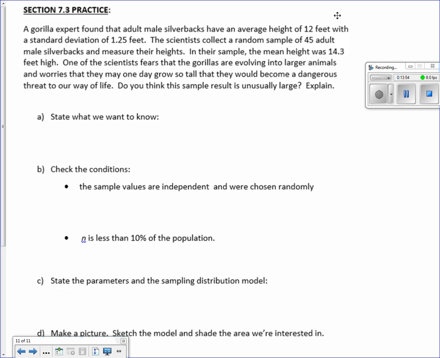So here we go. 12. Okay, 45. That's going to be your N. That's how many were chosen. And note, they were randomly chosen. 14.3, that's your X bar. And you also have 12 equals your mu.